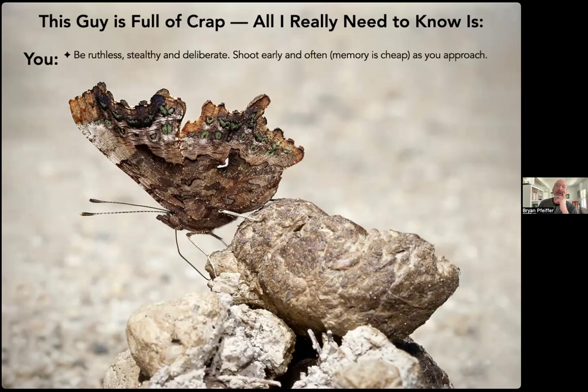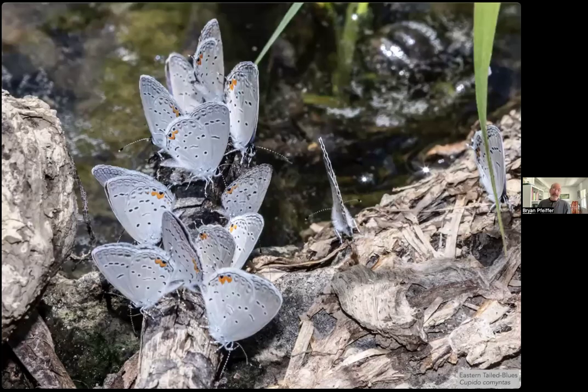Basically, overall, in terms of how you comport yourself, be ruthless and stealthy and deliberate. Shooting butterflies is like voting: shoot early and often, particularly as you approach, to get a better photo. And then sometimes the butterflies will be really cooperative like this. Some of you know this behavior.